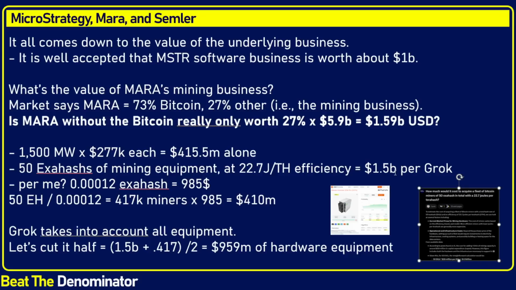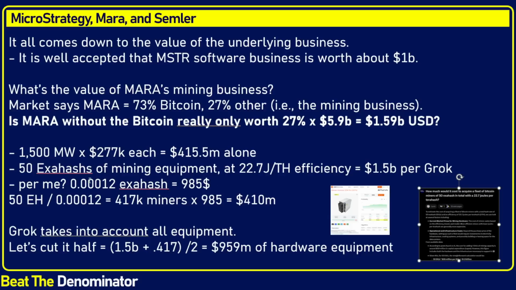Well, that would be insane, because if you were to add Grok's number of 1.5 billion plus 415 million of power access, and you see that the business without the Bitcoin is worth 1.59 billion, that means the business is trading at what I would call a steep discount. Per me, what do I think 50 exahash of mining equipment is worth?